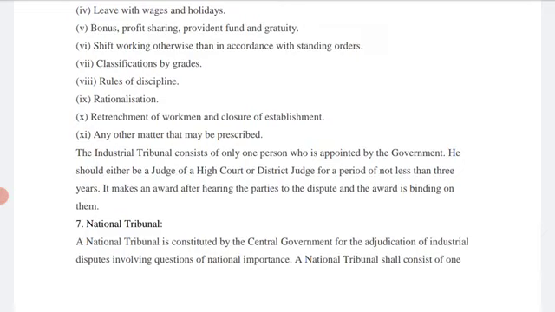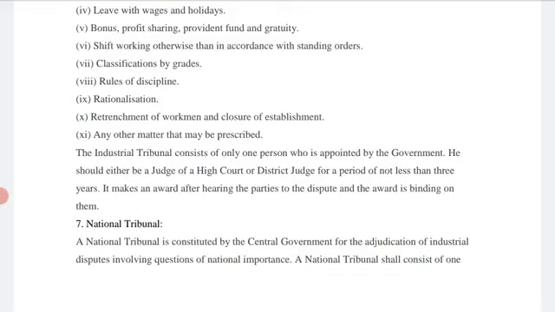The industrial tribunal consists of only one person who is appointed by the government. See, in an industrial tribunal there is one person who is appointed by the government. He should either be a judge of a high court or district judge for a period of not less than 3 years. It makes an award after hearing the parties to the dispute, and the award is binding on them.